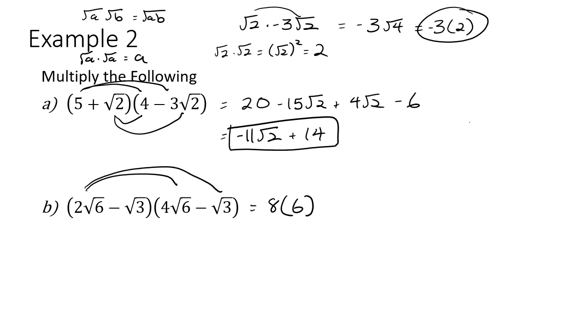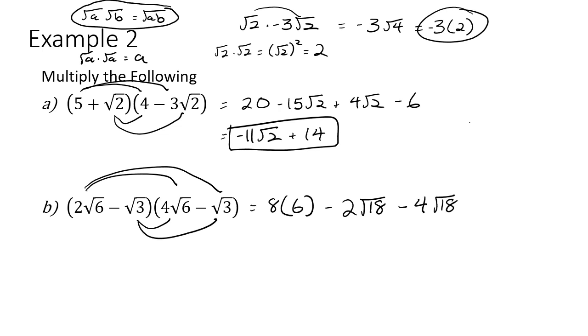Next up, we've got 2 square roots of 6 times a negative square root of 3. So that would be a minus 2. And again, properties of radicals, square root of 6 times square root of 3 is square root of 6 times 3, or square root of 18. Next up, we've got a negative square root of 3 times 4 square roots of 6, which will give us a minus 4 square roots of 18. And then we've got a negative times a negative, which is going to turn this into a positive, square root of 3 times square root of 3, which again is just 3.